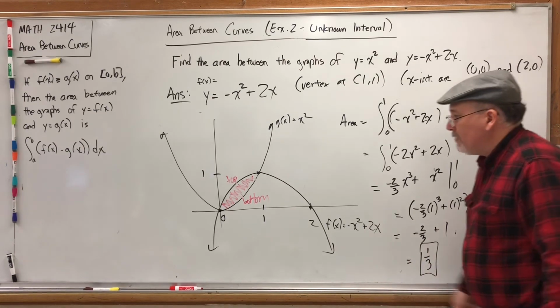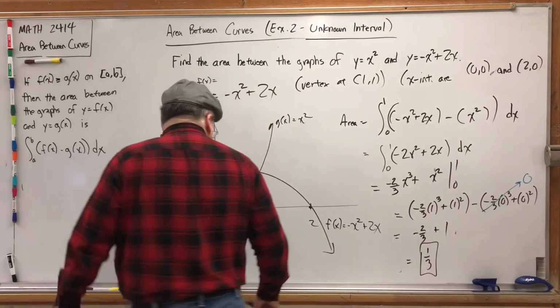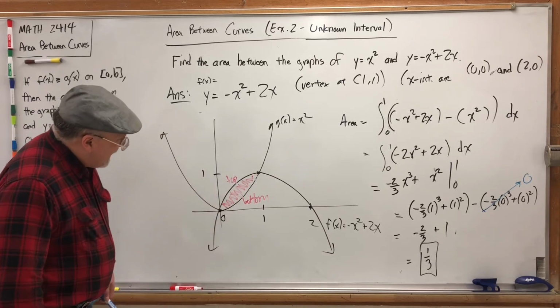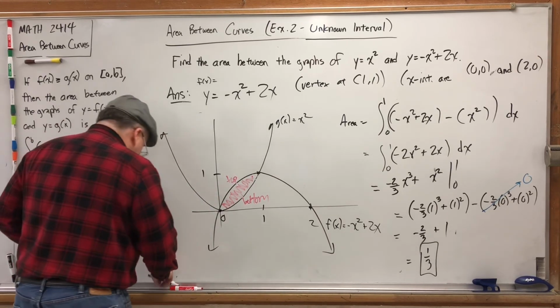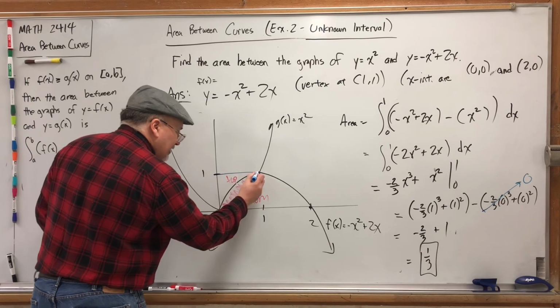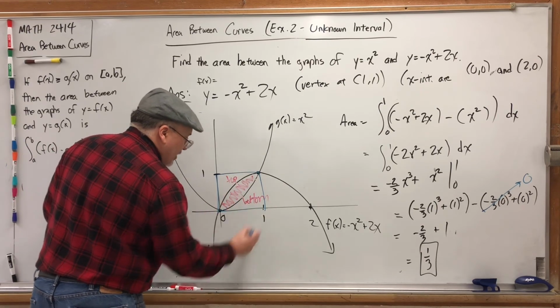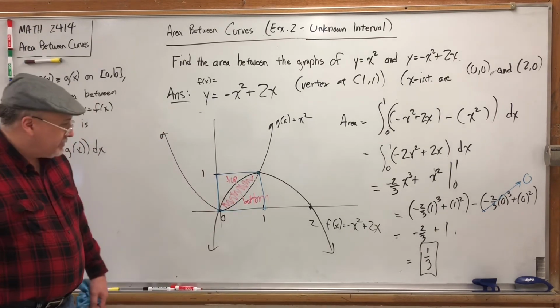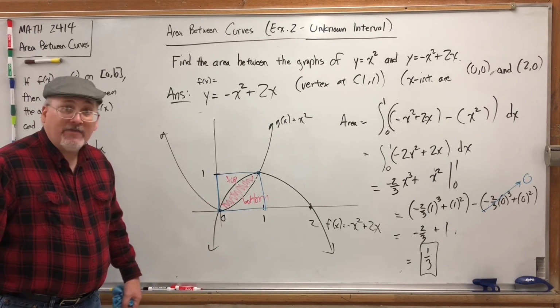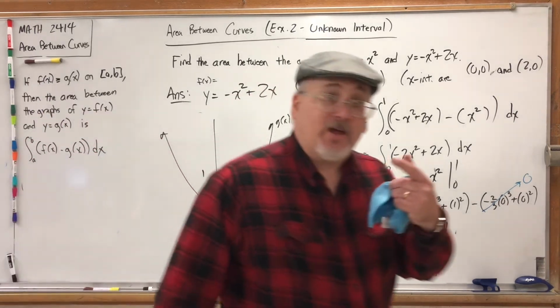Not much of an area, but then again, it was a pretty small lamina. In fact, if you think about it, it had to be less than 1 because that lamina is contained inside of this unit square, and the area of that square is 1. So this is actually 1/3 of the area of that square. Not that that mattered, I just thought I would point that out.